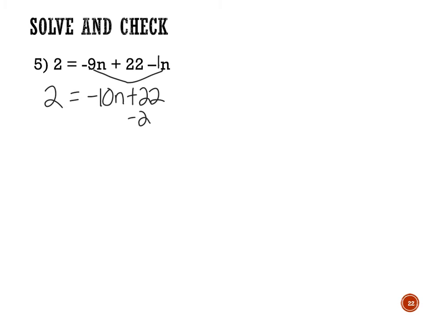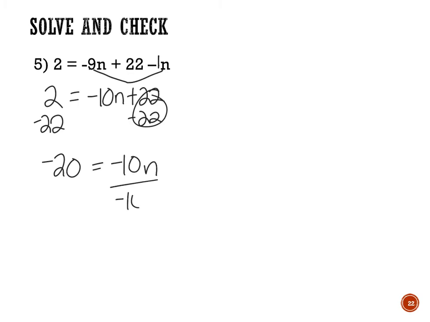I'm going to subtract 22 from both sides. So 2 minus 22 equals negative 20 equals negative 10n. Divide both sides by negative 10. 2 equals n. This would be 1 right there.